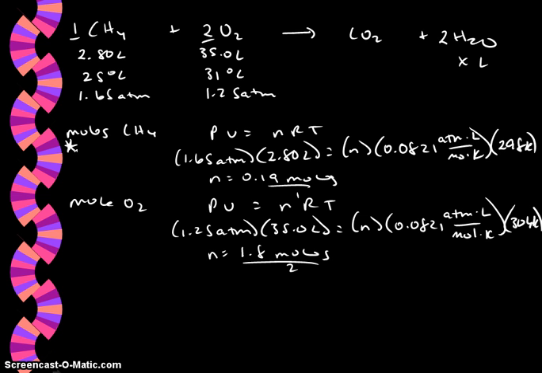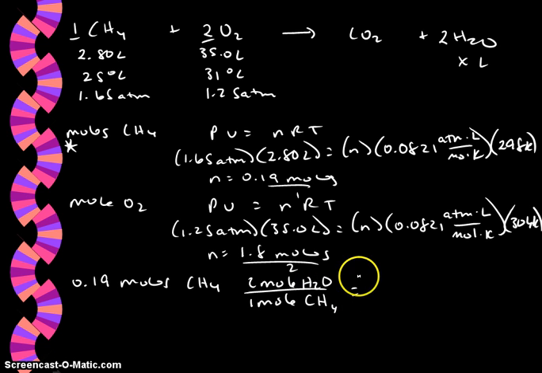Now we can do a stoichiometry problem. 0.19 moles of methane. The balanced equation tells us for every 1 mole of methane, we need 2 moles of water. So that'll give us 0.38 moles of water.